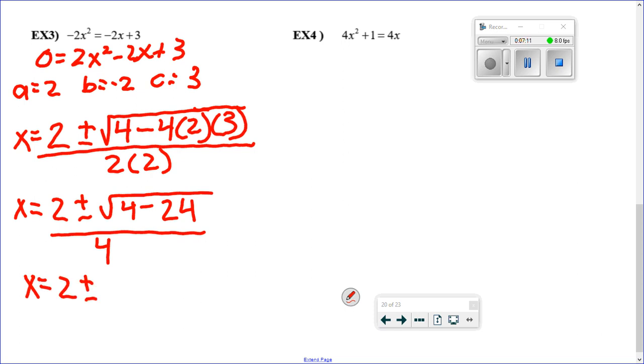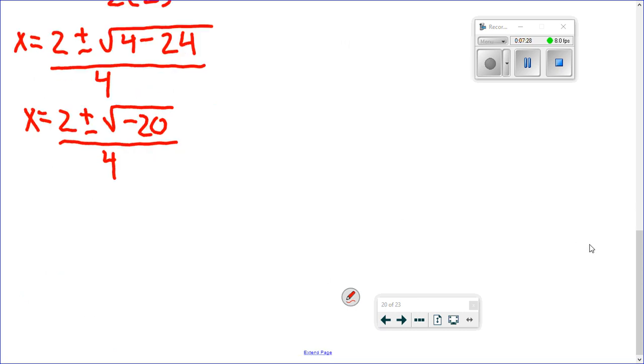So inside our radical, we would have 2 plus or minus the square root of negative 20, all over 4. What you should be noticing from here is we do have a negative inside our square root. So you're already thinking that you should have those imaginary solutions here. Our answer is not done here, because we want to keep simplifying the square root of negative 20.